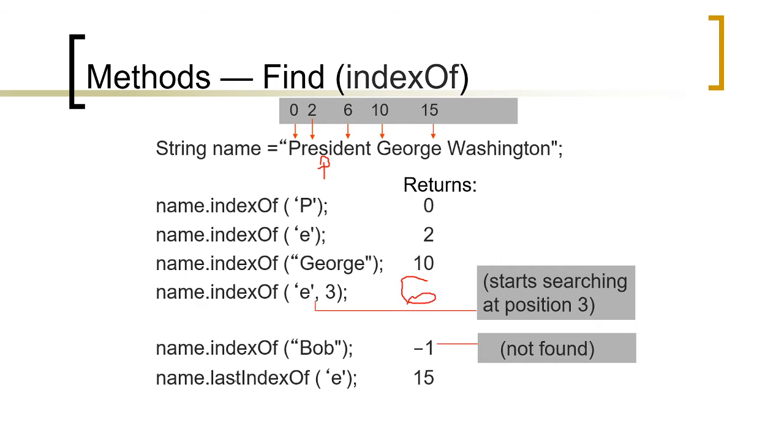And then, if the character or the string is non-existent in the string variable or string literal, it will return -1. So not found, please remember, is -1. And then name.lastIndexOf, so that is letter E. When we say lastIndexOf, that means the last occurrence of the specified character. The specified character is E, and the lastIndexOf is 15.